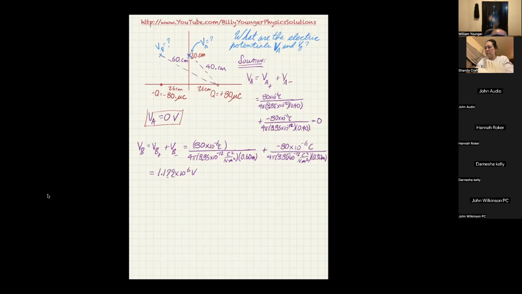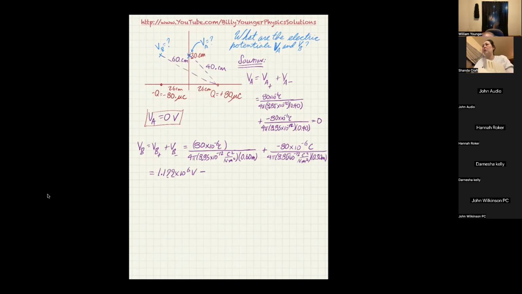Now I've got the other number, which is going to be plus a negative, so I'll just write it as minus. In this case, I'm going to say 80 e to the negative 6 divided by parentheses 4 times 3.14159 times 8.85 e to the negative 12. Oh, this is looking pretty good so far. Times 0.3. And then close parentheses.